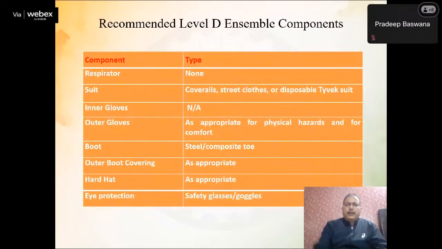Again, the recommended level D assembly components are: respirator not required; suit, coveralls, street clothes or disposable suit; inner gloves not applicable; outer gloves as appropriate for physical hazards and for comfort, whatever the workers or responders require. Boots should be steel or composite toe, with outer boot covering and hard hat as appropriate, and eye protection, safety glasses and goggles, is sufficient whenever we are going to use the recommended level D and several components.